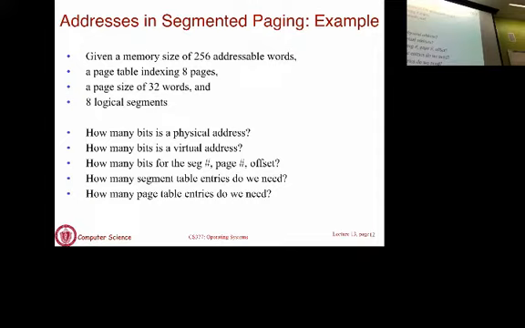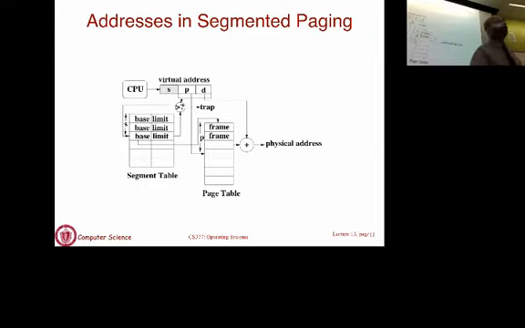You already did this. How many segment table entries did you say? 3, and so on. So 3 bits. Okay, is that clear? So the thing to keep in mind is that's the picture.